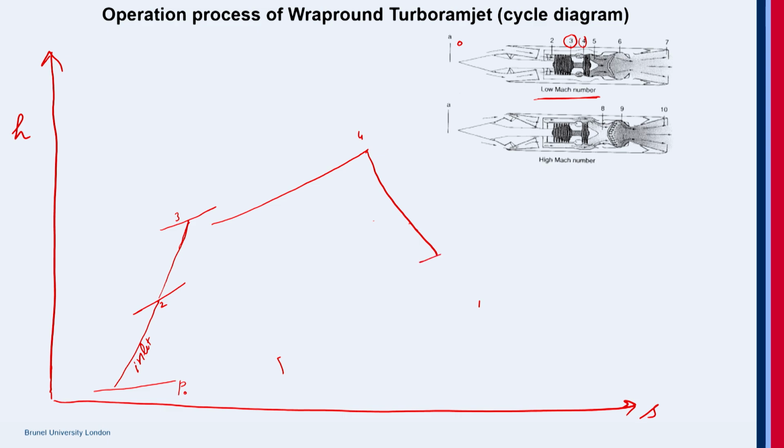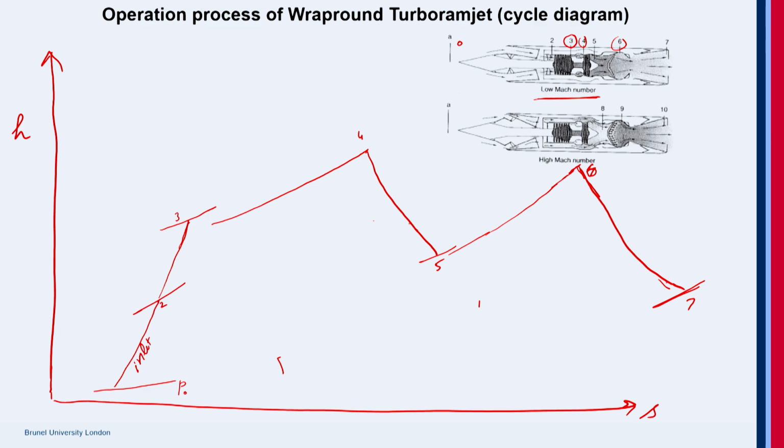4 to 5 is expansion, and then 5 to 6 is the afterburner. And then 6 to 7 is the expansion in the nozzle.